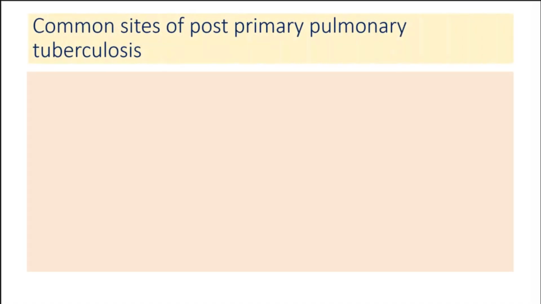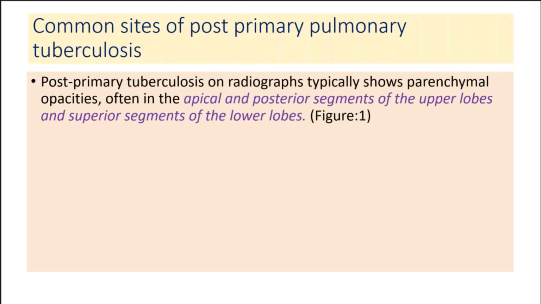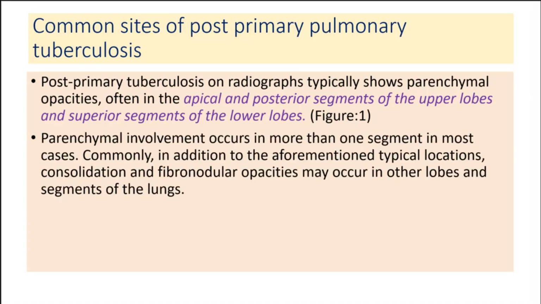Common sites of post-primary pulmonary tuberculosis. Post-primary tuberculosis on radiographs typically shows parenchymal opacities, often in the apical and posterior segments of the upper lobes and superior segments of the lower lobes. Figure 1. Parenchymal involvement occurs in more than one segment in most cases.